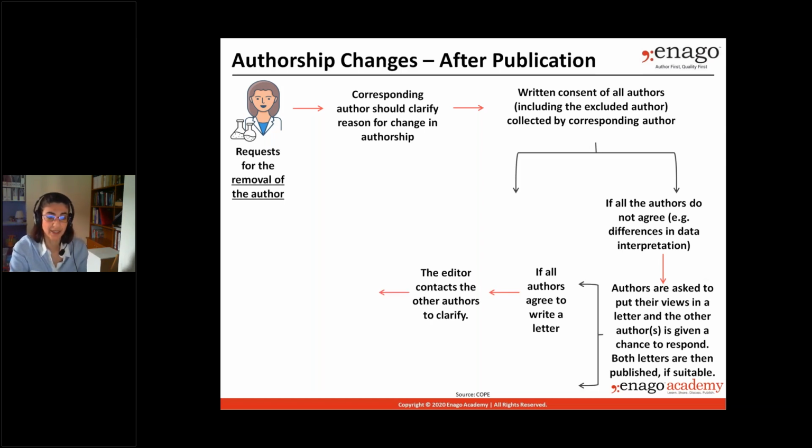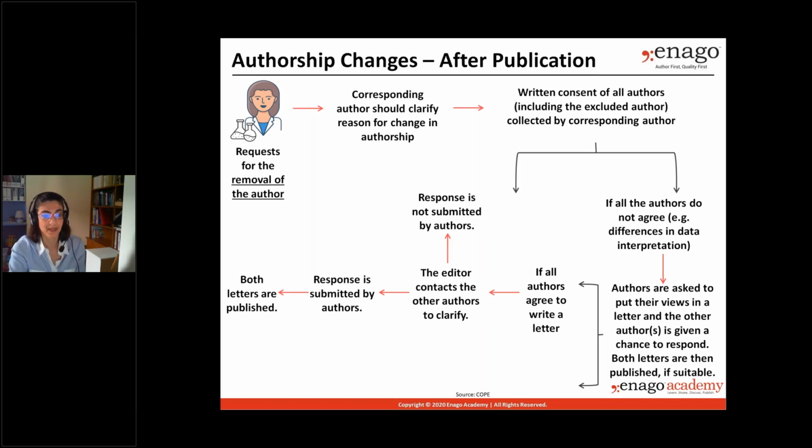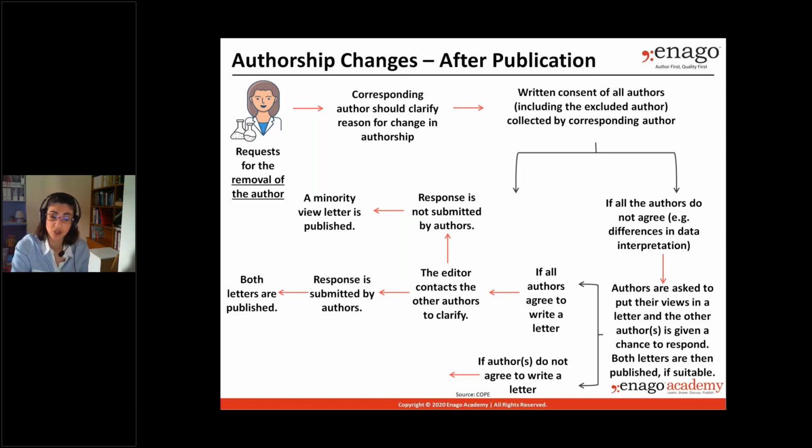If all authors agree to write a letter, then the editor contacts the other authors to clarify. The response is submitted by the authors. Both letters are published. Alternatively, if a response is not submitted by the authors, a minority view letter is published. If the authors do not agree to write a letter, a correction is published if the author further insists and the other authors agree. So as you can see, it's a very complex situation that takes a lot of time and creates a great deal of trouble for everyone involved. So every effort needs to be made to avoid such a scenario.